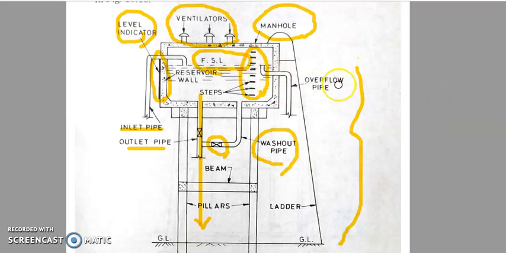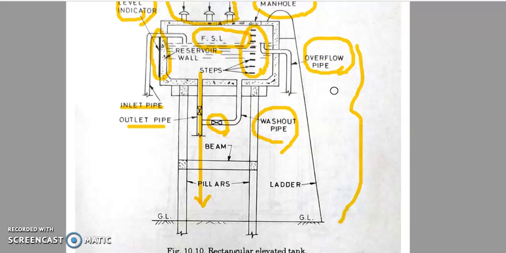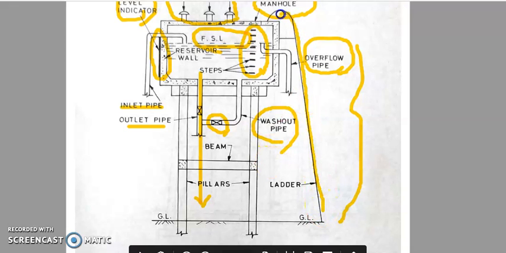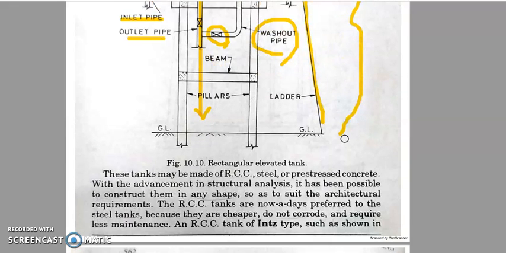And some overflow pipes, here you have seen some overflow pipe is there, and a very simple rectangular elevated storage tank, right? And this is of course a ladder which is used for a person to climb up and do the maintenance or cleaning. So this is a simple figure of a rectangular elevated tank.